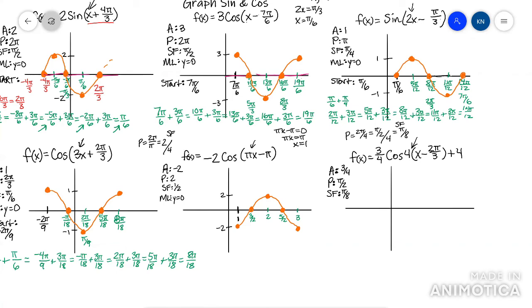The midline shifts up 4. It's that number at the end, so y equals 4. And then your start, you would just set the x minus 2 pi over 3 equal to 0. So you wouldn't worry about the 4. It's not in the parentheses. So your start's just 2 pi over 3.